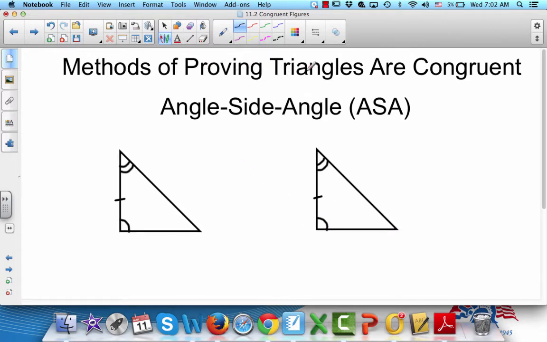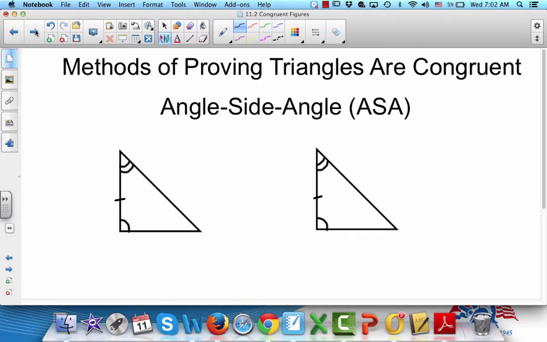Methods of proving triangles are congruent. Third method, angle, side, angle. So you can have an angle congruent to this one, a side congruent to this one, and another angle congruent right here. So that's angle, side, angle.